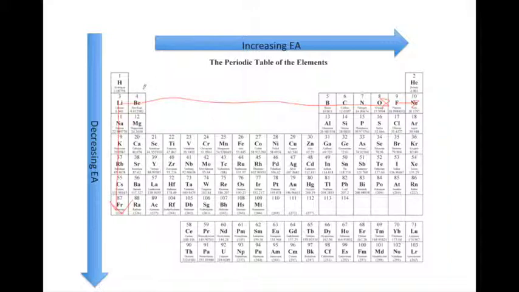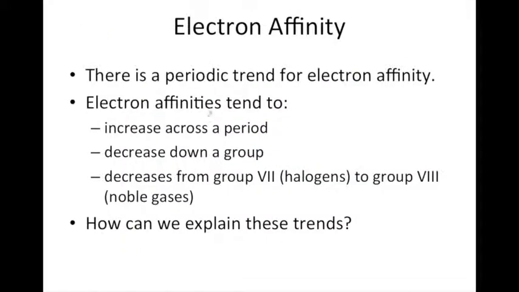So in other words, as we move from left to right, the atoms are more likely to accept an electron. As we move from top to bottom, they are less likely to accept an electron. Okay? So be sure you're familiar with these general trends. Now, what we want to do is explain why these general trends occur. So maybe you want to pause the video and think about it and see if you can come up with an explanation for these trends.